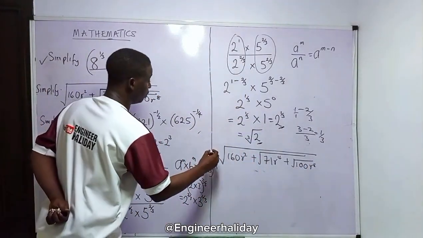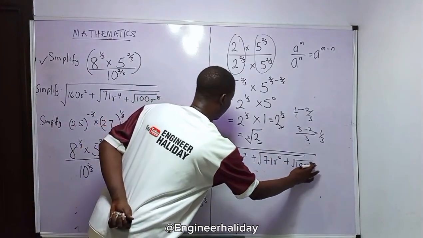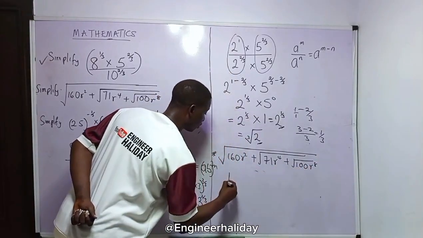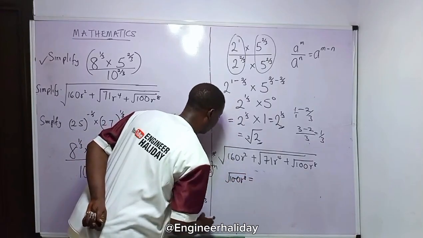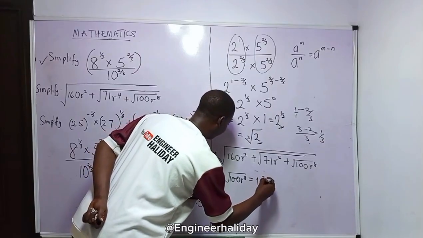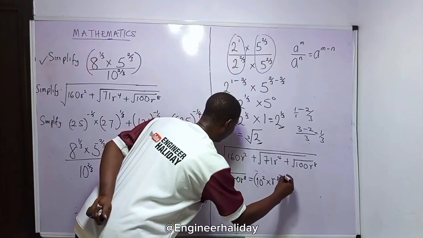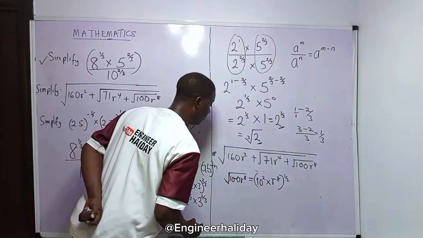For this question, let's take it one after the other. Let's do this one first. The square root of 100 r raised to power 8 is simply what? 10 raised to power 2 times r raised to power 8, all in brackets raised to 1 over 2. Don't forget, square root means power 1 over 2. Go and check our video again.